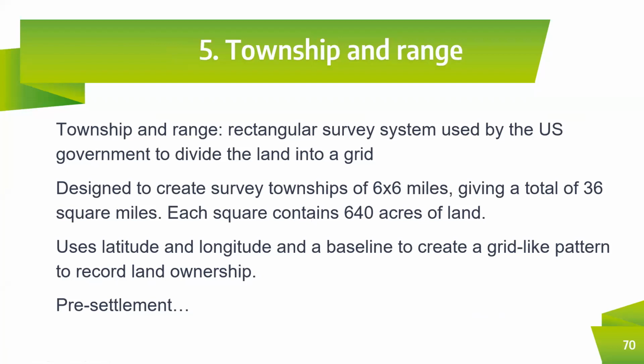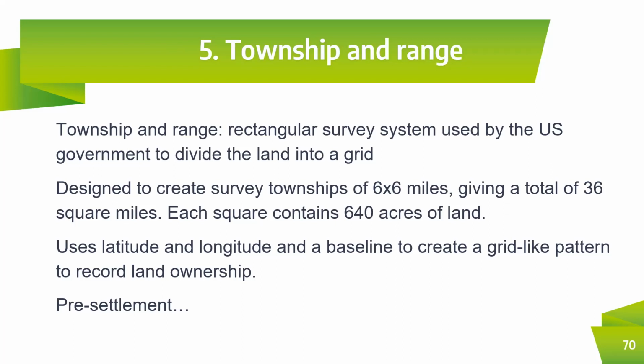All right, number 5, we've got township and range. Township and range is a rectangular survey system used by the United States government to divide the land into a grid. These were designed to create survey townships, 6 by 6 or 36 square miles, and each square will contain about 640 acres of land. This uses latitude and longitude and a baseline to create a grid-like pattern to record land ownership. This was done not after people settled into an area, but before.